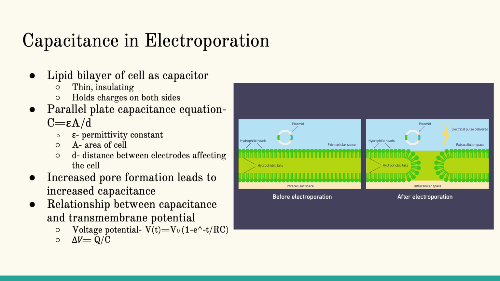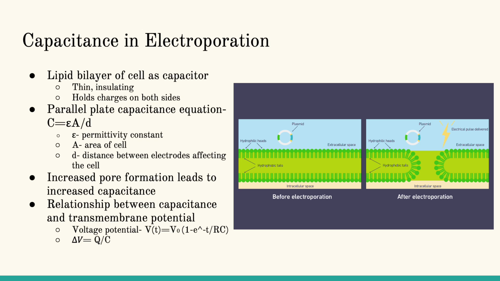The cell can be modeled as an RC circuit, with the lipid bilayer acting as the capacitor and the membrane acting as the resistor. Therefore, if you want to model how the voltage potential changes over time with respect to capacitance, you can model this through the RC circuit equation. The relationship between the capacitance and potential is used to regulate pore formation.